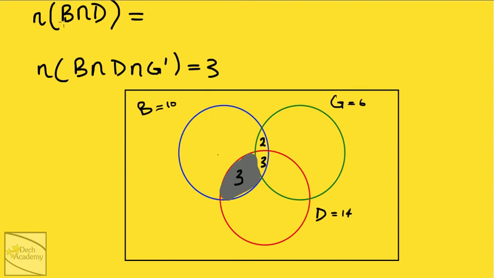I want to also find B intersect D. Well, B intersect D is the whole region. So that's this plus this. So the answer is, the number of elements is simply 3 plus 3, which is 6. So that was an easy question.